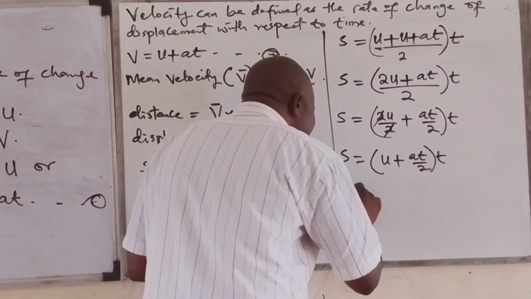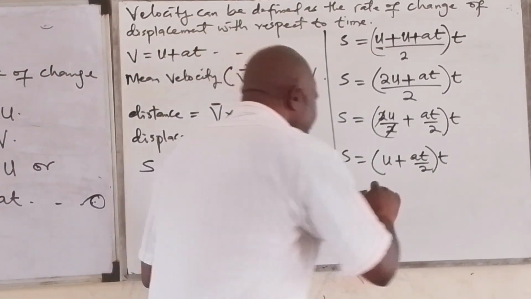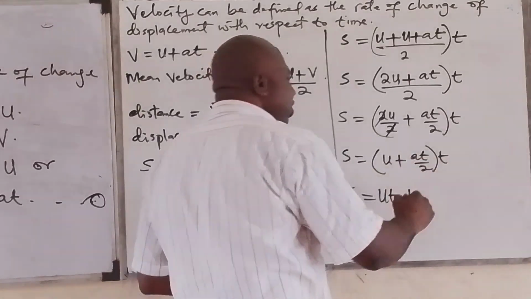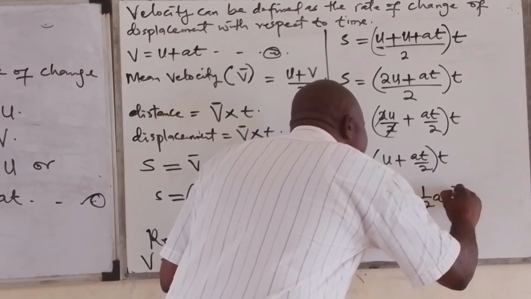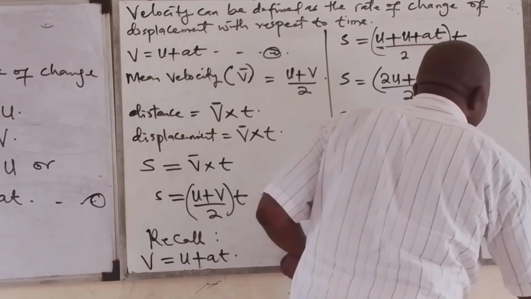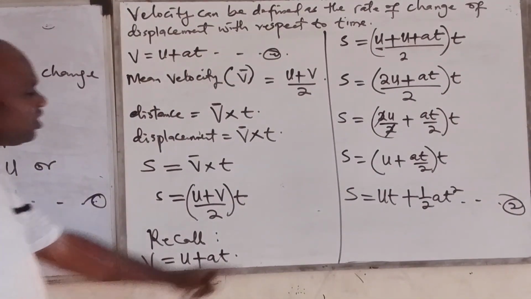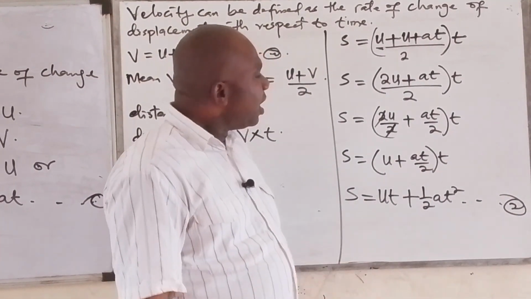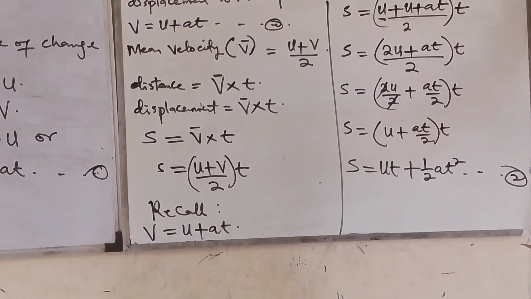So it means s will be equal to u times t, which is ut, plus at times t over 2, that would be half at squared. So this is the second equation of motion: s is equal to ut plus half at squared. Now let's look at this again. Now let's look at our v.